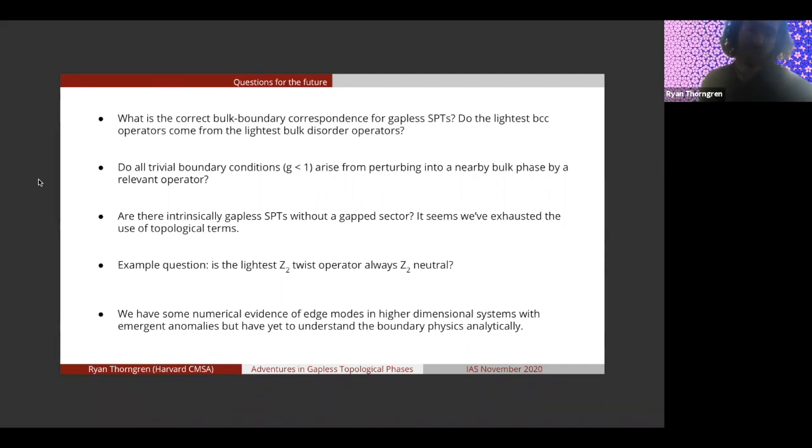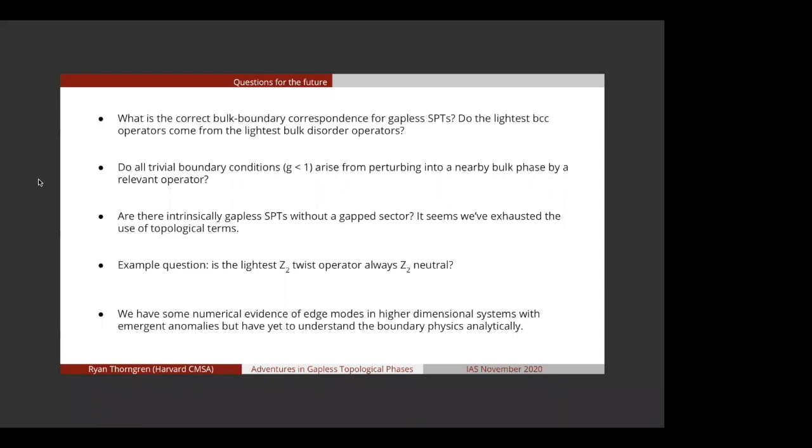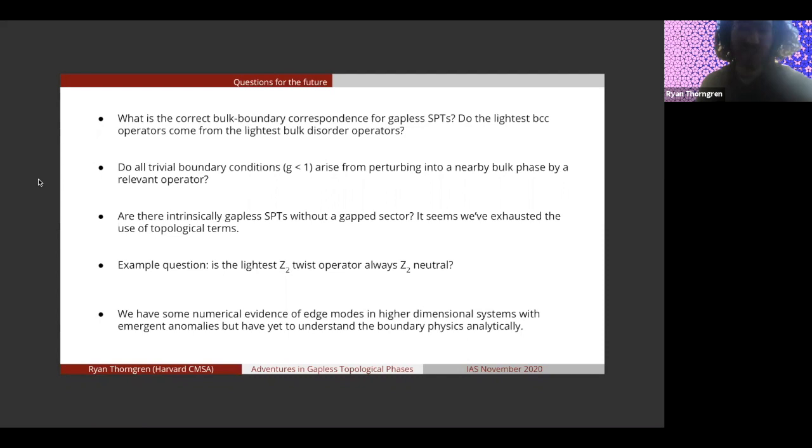So are there intrinsically gapless SPTs without any gap sector at all? In the intrinsically gapless SPTs we know so far, there's some emergent anomaly which requires there to be a gap sector where part of the charges are acting. And once we've included these in the story, we've sort of exhausted the use of our topological terms, and we have to start to think about CFTs which have non-trivial charges for the light twist operators.